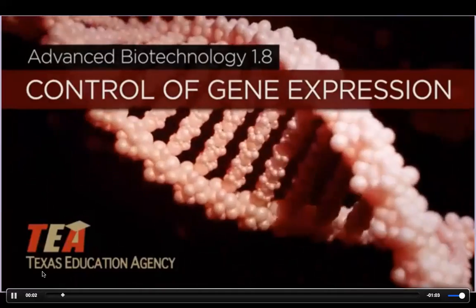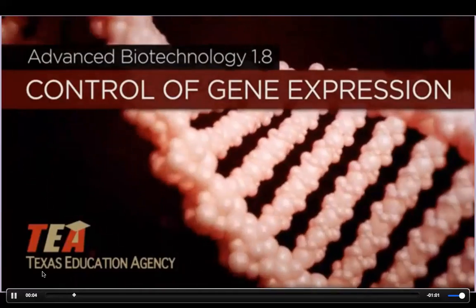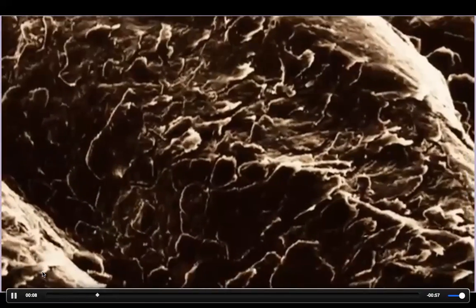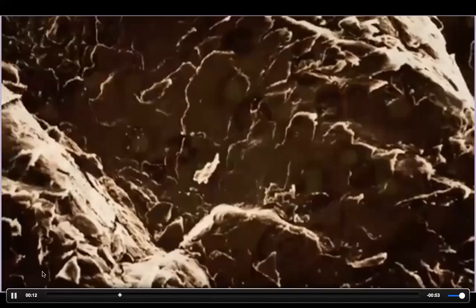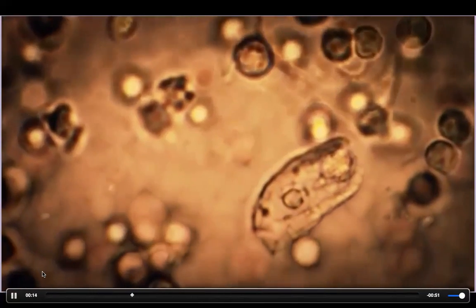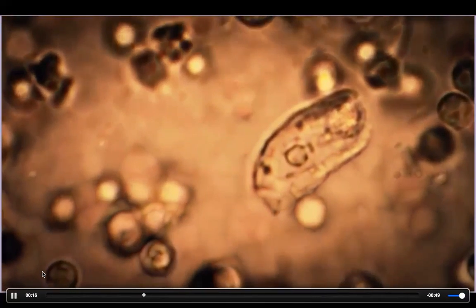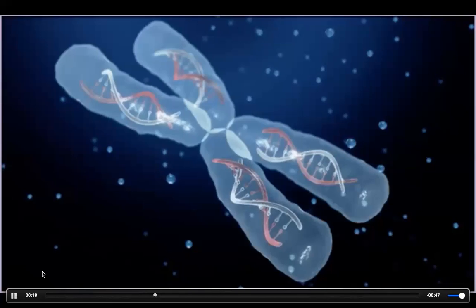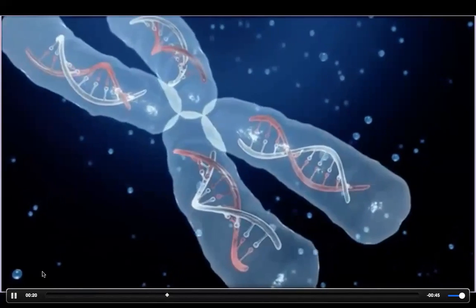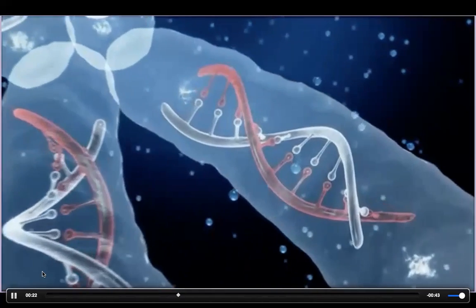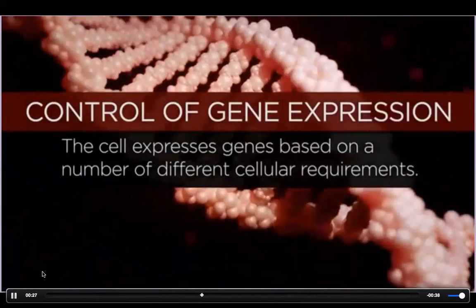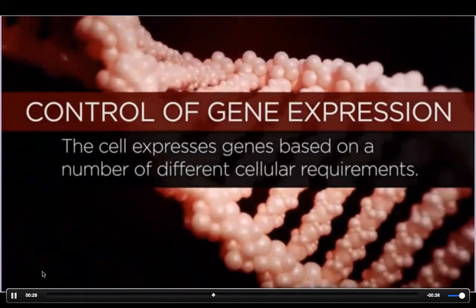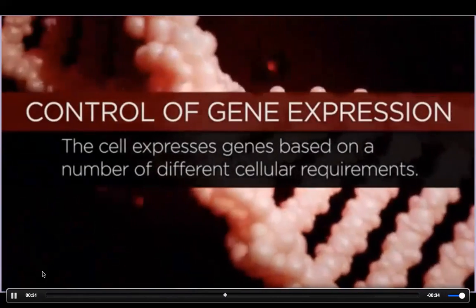How can cells with the exact same DNA in their nuclei perform different functions? For example, what makes a muscle cell different from a skin or epithelial cell if they all have the same DNA? Well, this is because cells express different genes and therefore different proteins. Not every gene on the chromosomal DNA is turned on or expressed. The cell expresses genes based on a number of different cellular requirements. This is called control of gene expression.